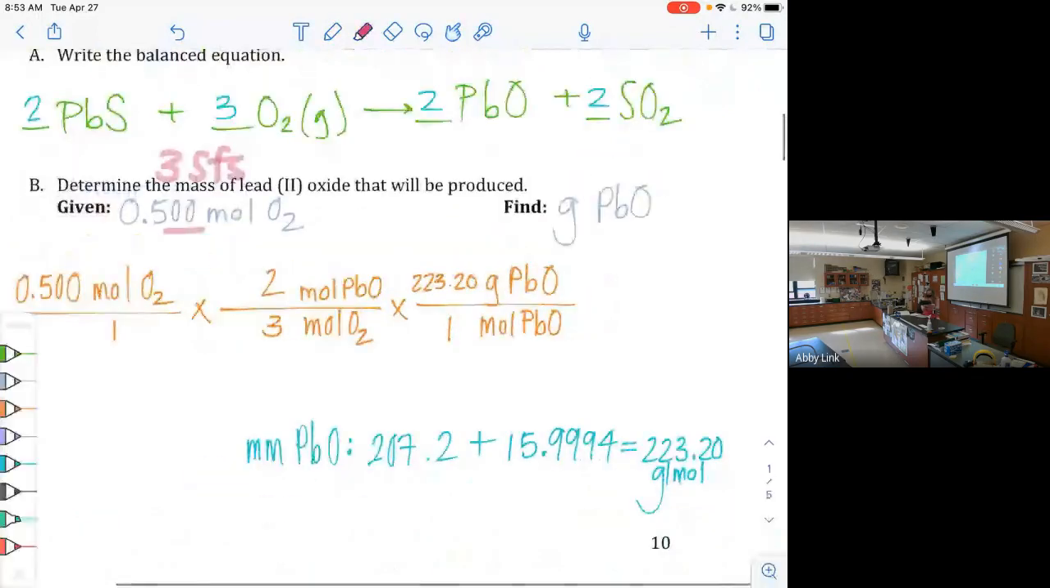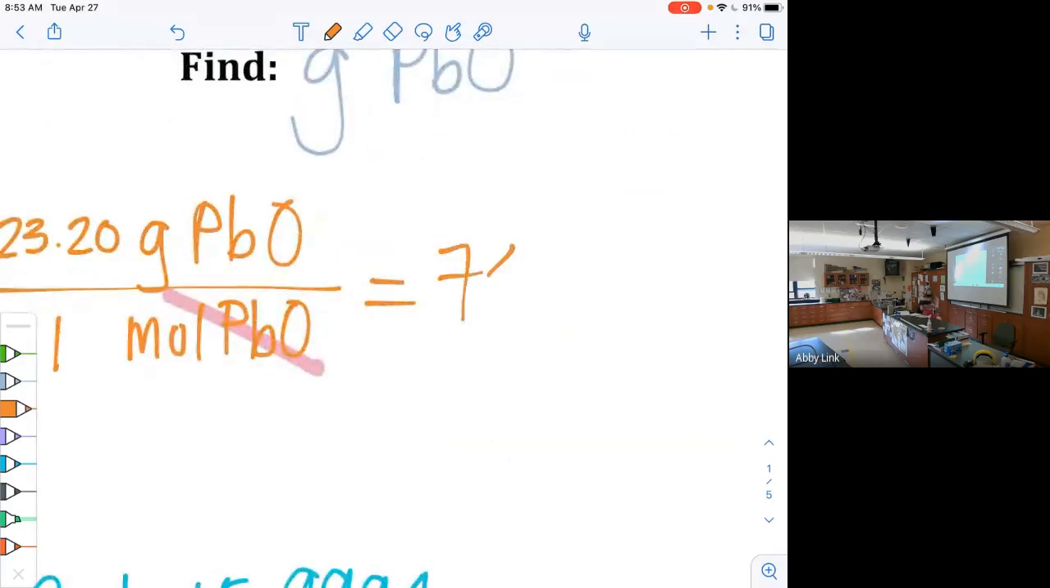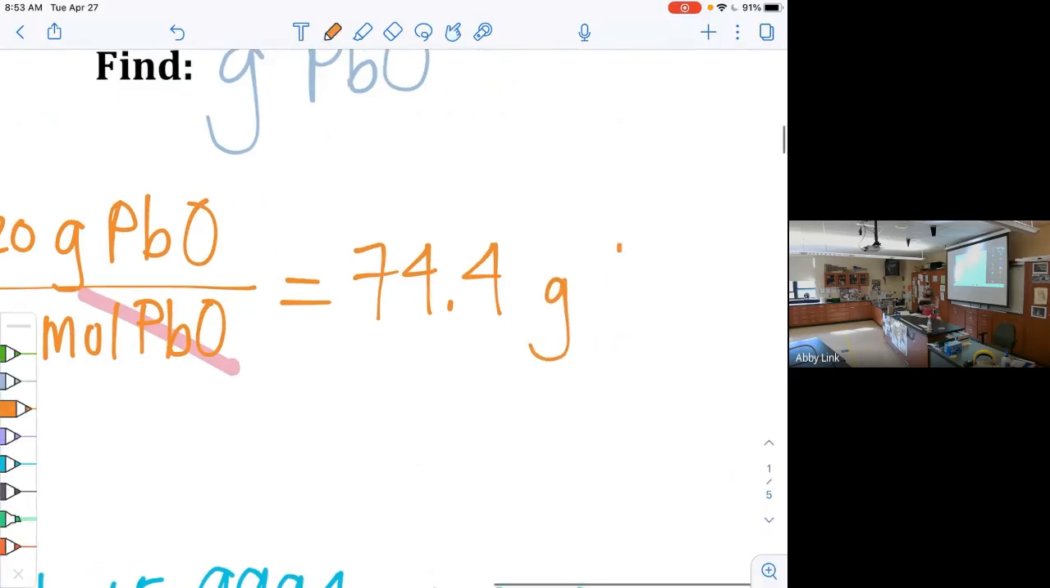Now look at your units. We've gotten rid of moles of O2, we've gotten rid of moles of PbO, we're left with grams of PbO. That matches what I'm trying to find, so that indicates to me that I'm ready to solve this one out. All right, I would multiply straight across the top 0.500 times 2 times 223.20, and then I would divide by 3. I'm looking for 3 sig figs. It comes out to be 74.4 grams of PbO, lead(II) oxide.